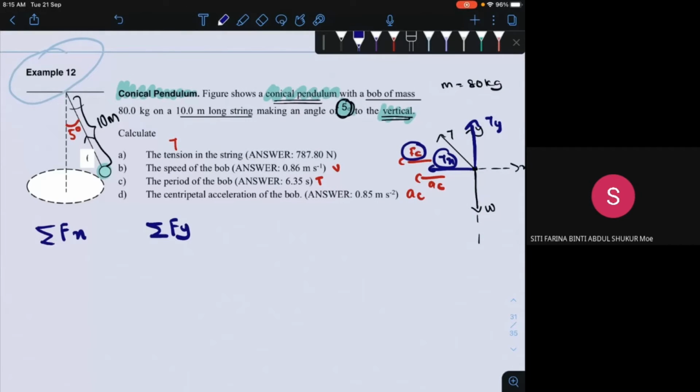However, your object is moving in a circular motion along the X axis only. Therefore, summation Fx will be equal to MA here because there is acceleration along the X axis. However, the acceleration along X is the centripetal acceleration, so we write MAC. For along Y, your object does not move along Y, so it equals zero. Same as what we learned in chapter 4. Very similar. The only difference here is that the force here is centripetal force and the acceleration here is centripetal acceleration. That's the only difference here.